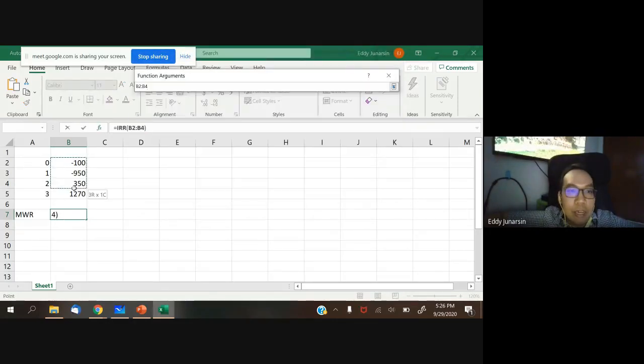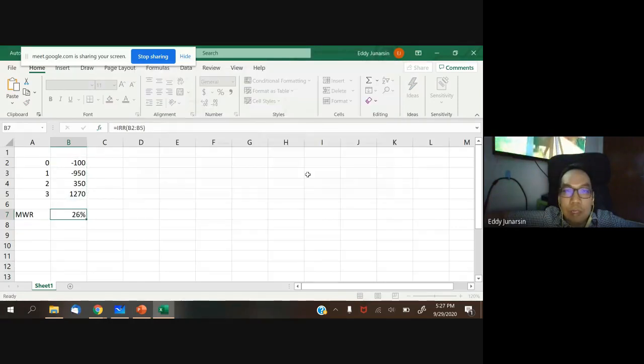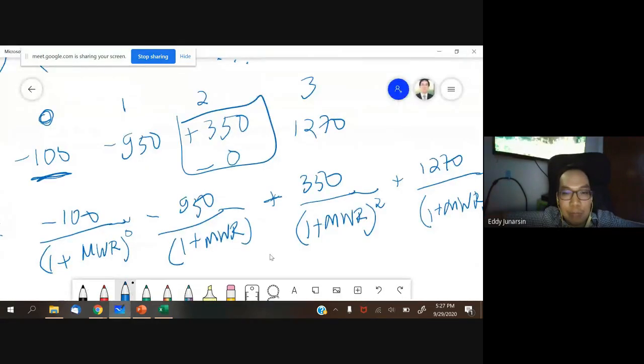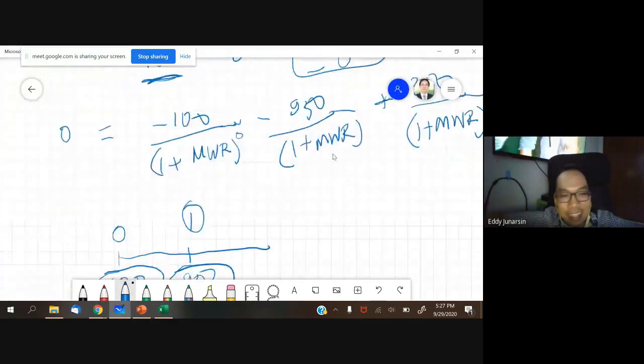Values, just block everything, and then we get everything. So easier. Even cats can do it. So 26.11%, right? So yeah, 26.11% is the money weighted return, or the IRR. Okay, money weighted return.